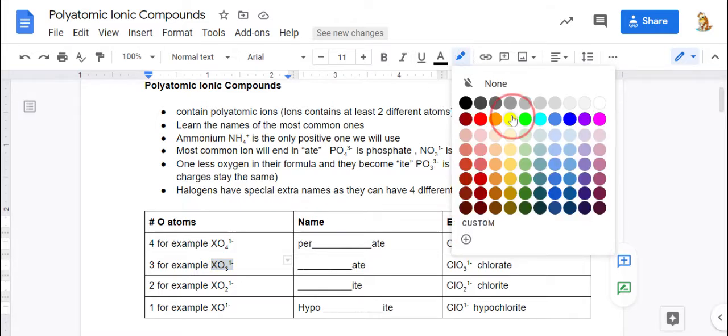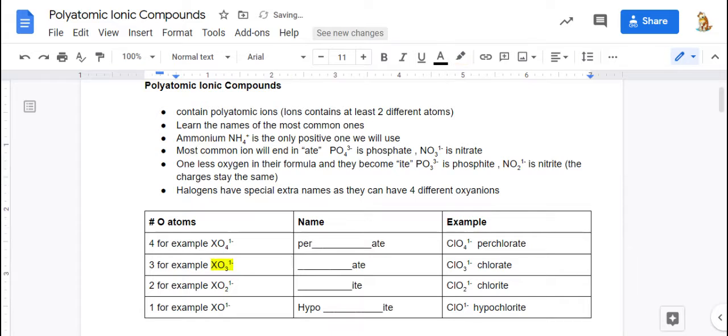So all of them will have XO3 1 negative for the halogens as the most common ion. So the naming goes off of this. This is the ATE, 1 more than this, and it's per-ate. 1 less than this, and it's ITE. 2 less oxygens, and it's hypo-ite. So this is specific for the halogens.